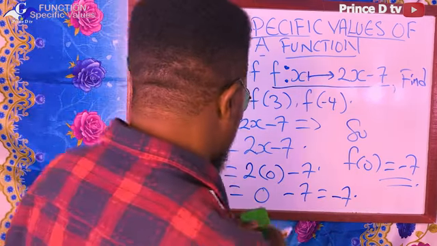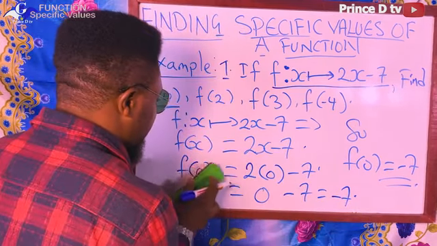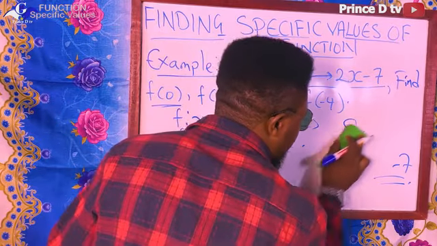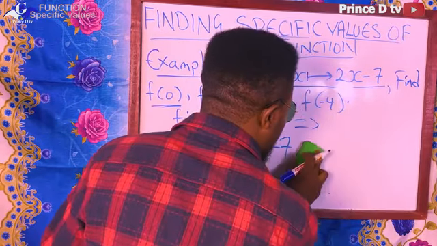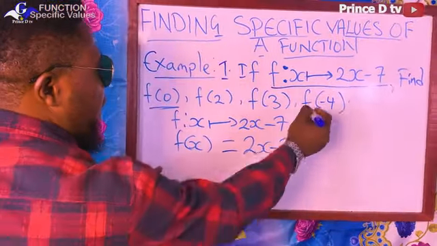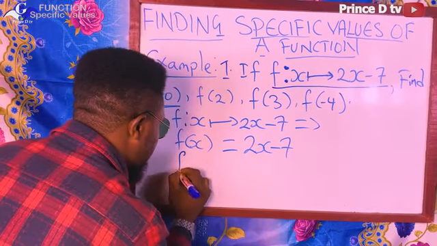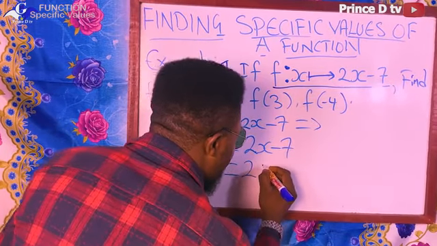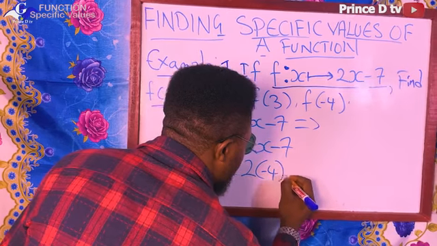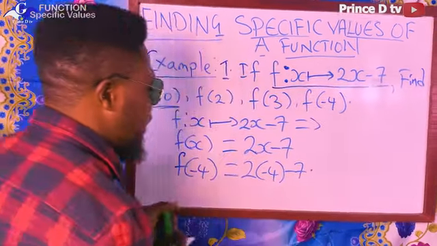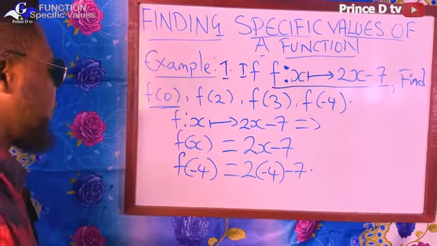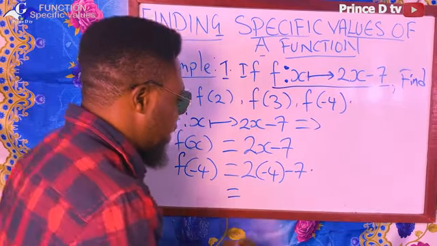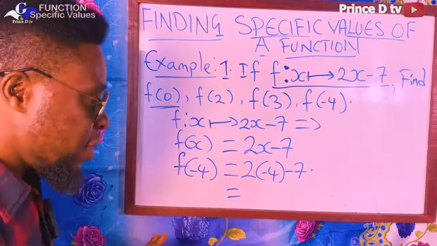All right. So that said, from here, I think we can use this space. So here, f of negative 4 is equal to 2. Wherever I meet x, I replace it by the value I'm using, that is negative 4, minus 7. Which is equal to, now, 2 multiplied by negative 4.